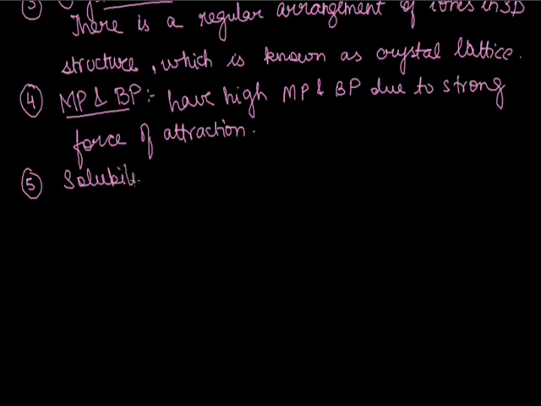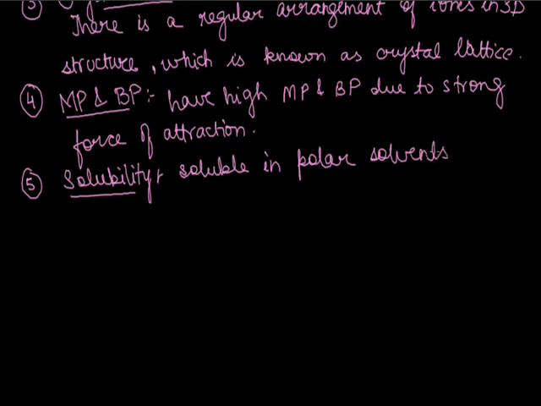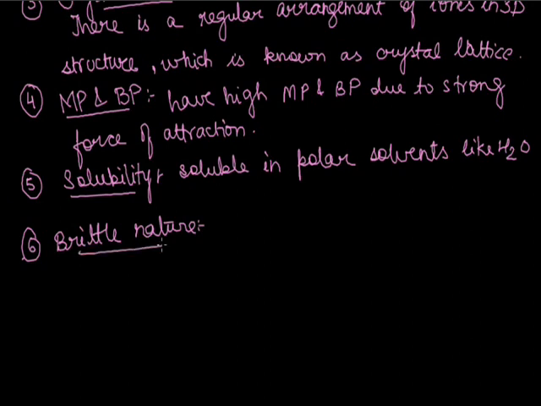Solubility. Ionic compounds are generally soluble in polar solvents like water. They are soluble in polar solvents such as water, and insoluble in non-polar solvents. Sixth is brittle nature. Ionic compounds, on applying external force or pressure, are broken into small pieces. Such substances are known as brittle.